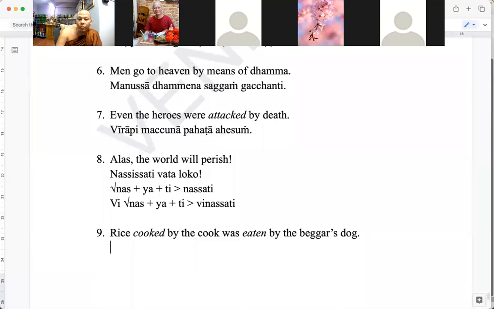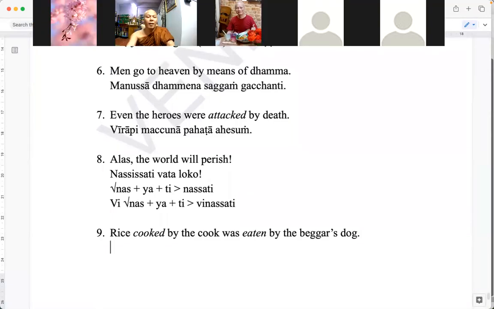So number 9, rice cooked by the cook was eaten by the beggar's dog. By the beggar's dog. So beggar is yajaka. The dog means sunaka. So who were trying or who can? Okay, Hado. Yes, Ante, I will try. Number 9. Rice cooked by the cook was eaten by the beggar's dog.